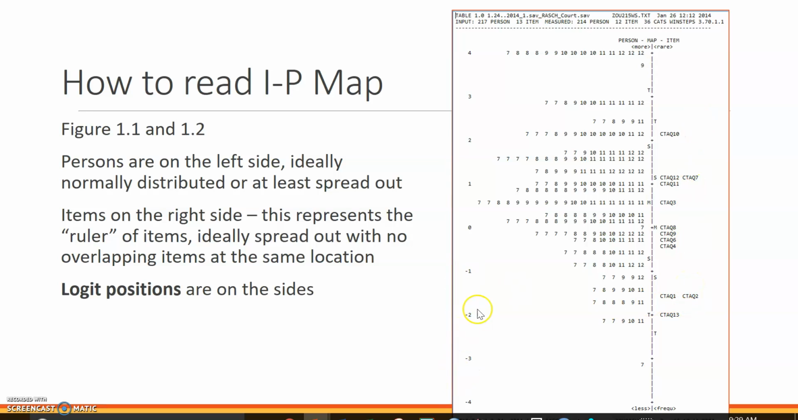And over here, these are our logit positions. So we have transferred all of these people to logits. We've transported all of these items into logits, and we're putting them quite literally on the same scale, side by side. So when I've been talking about a ruler, this is quite literally our ruler. And this ruler goes from about 2.1 down to pretty much right at -2. So between -2 and +2 logit positions.